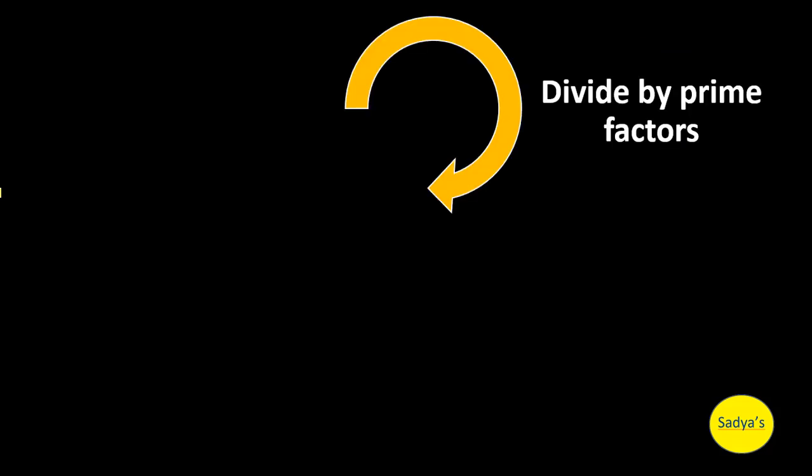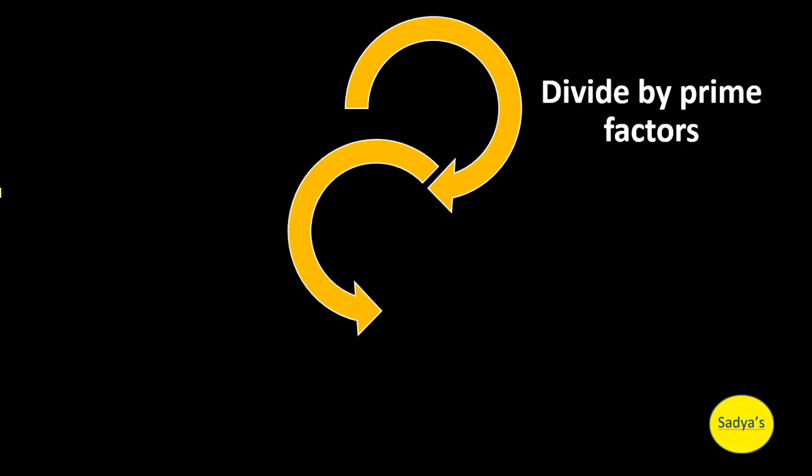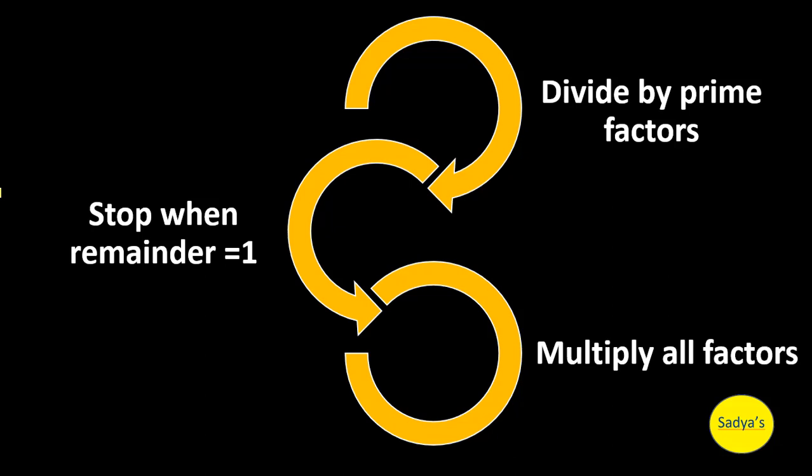In the division method, we divide the given numbers by prime factors. Here it is important to note that we will divide by common as well as uncommon prime factors. We keep on dividing until we get 1 in the remainders. And then we multiply all the factors to get the LCM.